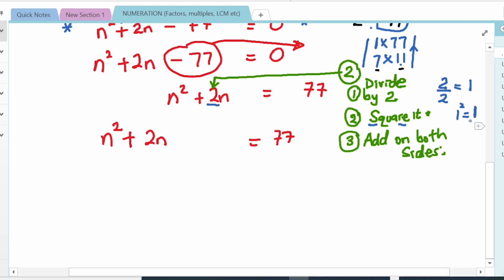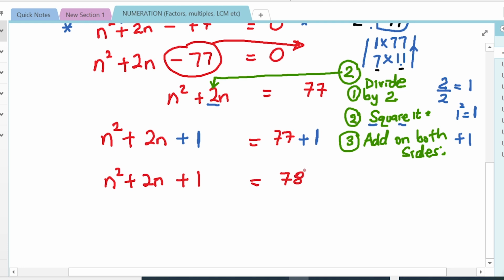After getting 1 squared is equal to 1, then we add that 1 on both sides. So here it's going to become n squared plus n. We add the 1 on both sides, plus 1, even here plus 1. Alright, so what does that show us? Now we have ended up with a new equation, n squared plus 2n plus 1 is equal to 77 plus 1, which is 78.